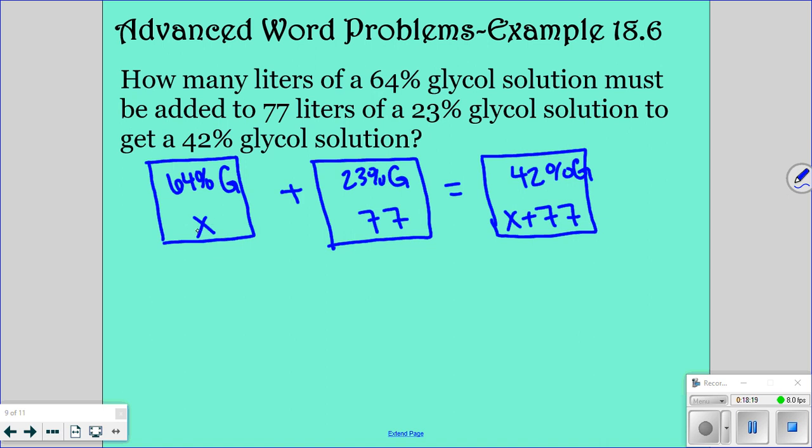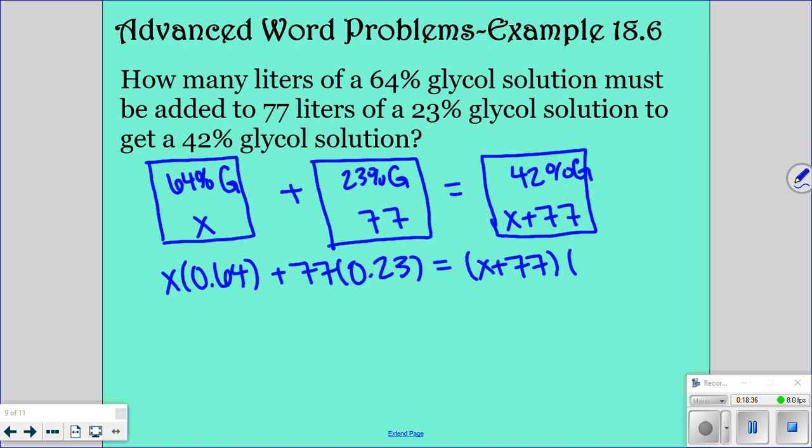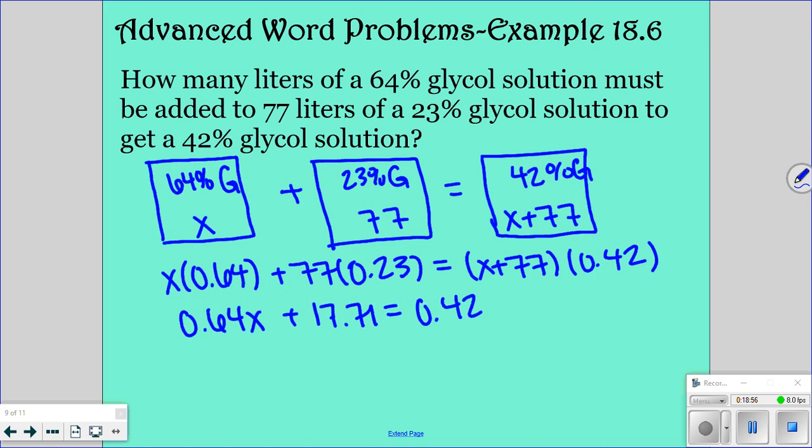So now we're going to multiply the amount times the percentage. So x times 0.64 plus 77 times 0.23 equals x plus 77 times 0.42. So if you multiply 77 times 0.23, you get 17.71. And then you'll have 0.42x plus 32.34. And then from there, you're just going to solve for your x.